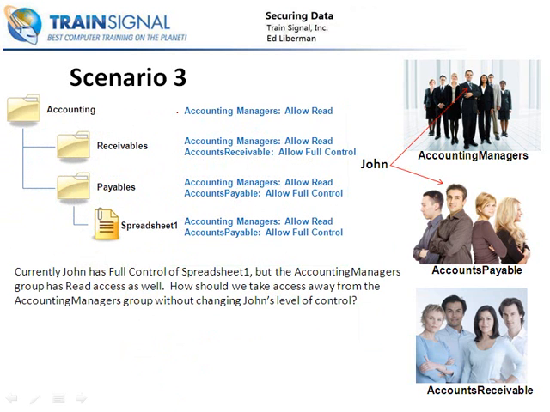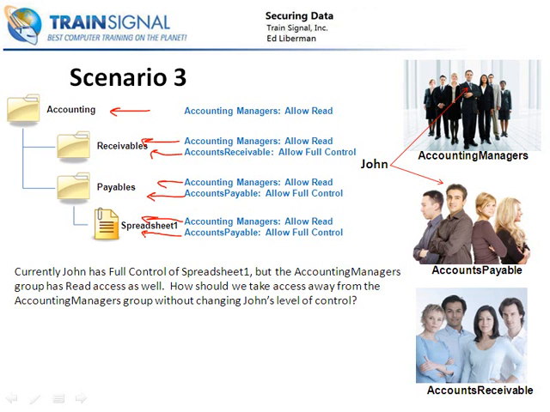We said that the accounting managers have allow read to the accounting folder, right? We have that here. But what that means is, because permissions are inherited down through the hierarchy, the accounting managers are also going to have read to the receivables and the payables folder, which also would include this spreadsheet file. Here we have the account receivable group having full control to the receivables folder. We have the payable group with full control to the payables folder, which again, through inheritance, means that they have full control to the spreadsheet folder.